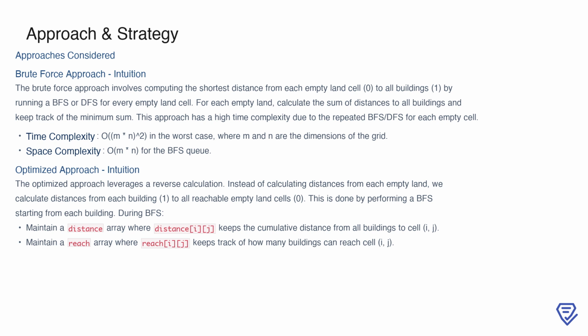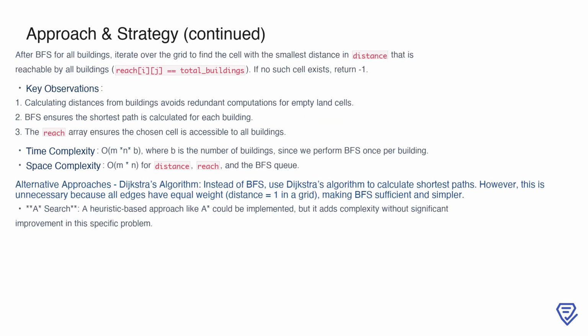During this BFS, we maintain two key arrays: a distance array that accumulates the total distance from all buildings to each empty cell, and a reach array that tracks how many buildings can reach each cell. This approach minimizes redundant computations by shifting the focus to buildings, which are fewer in number compared to empty land cells in most cases.